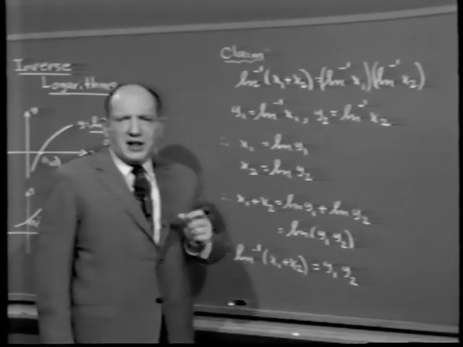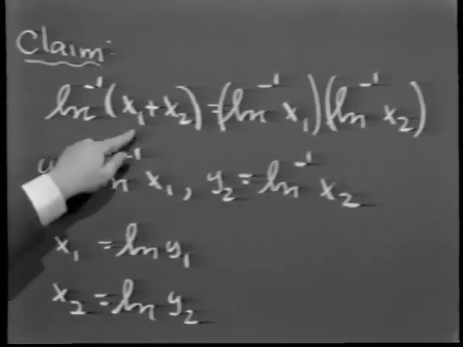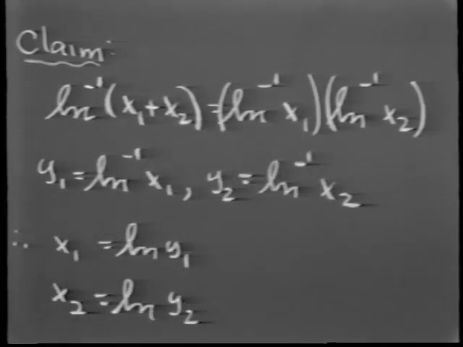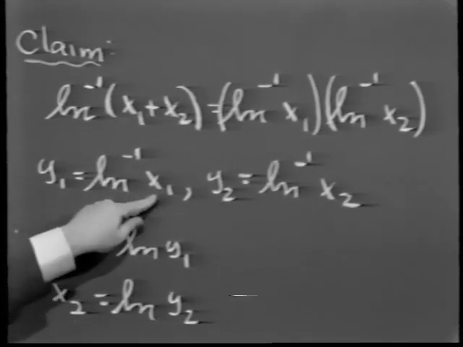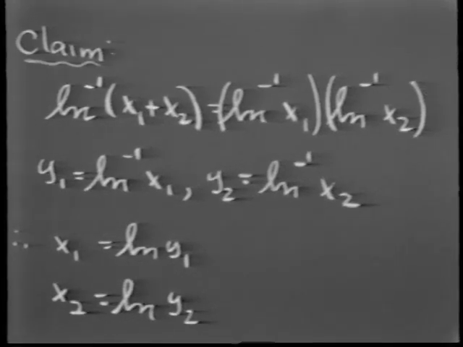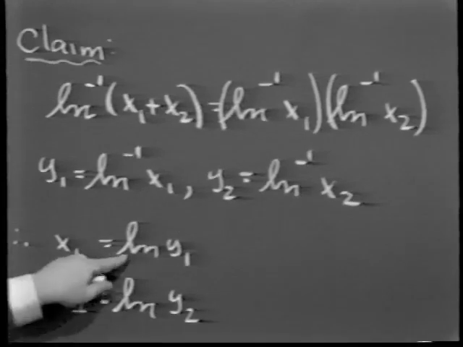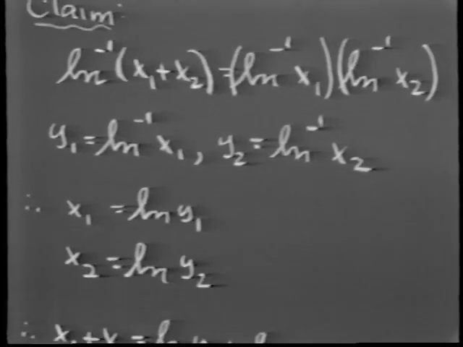And just to work with inverses again, let's see if this is indeed true. Let's see if it's really true that the inverse log of x1 plus x2 is the inverse log of x1 times the inverse log of x2. The whole idea is, let's give these things names. Let y1 be the inverse log of x1 and y2 be the inverse log of x2. Now, since we've already studied the natural log function, the most natural thing to do here is to invert these. Namely, y1 equals the inverse natural log of x1 is the same as saying x1 is the natural log of y1. And similarly, x2 is the natural log of y2.